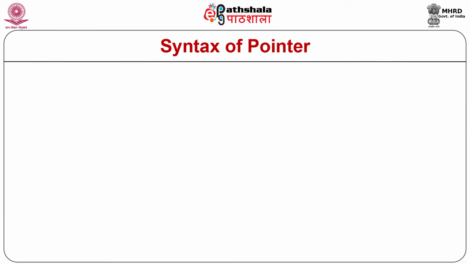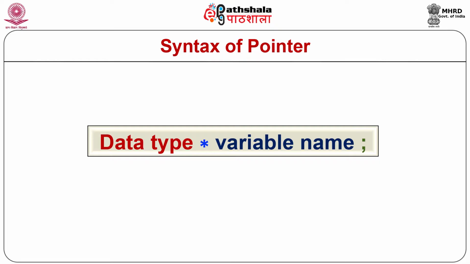Let us see syntax of pointer. On this slide, you can see the syntax of pointer. Data type star variable name is the syntax of pointer. In this syntax, we are using star as a unary operator. The unary operator is used to declare pointer or to know this is a pointer.